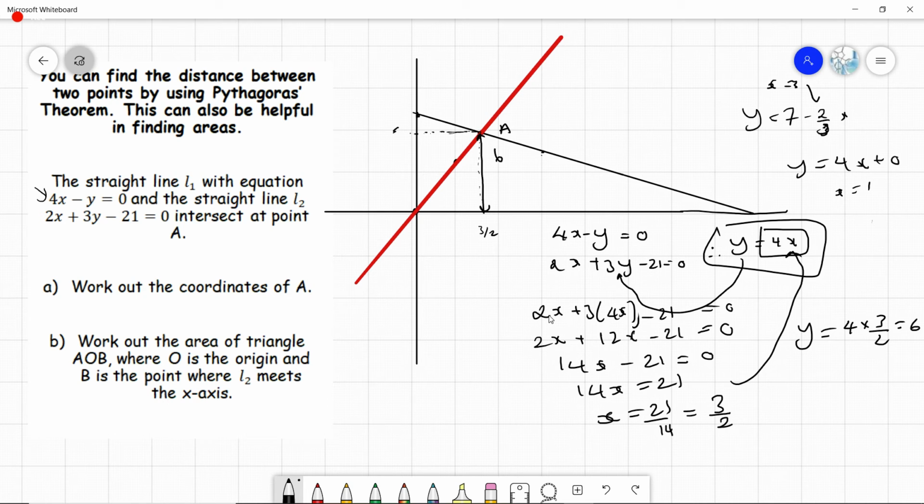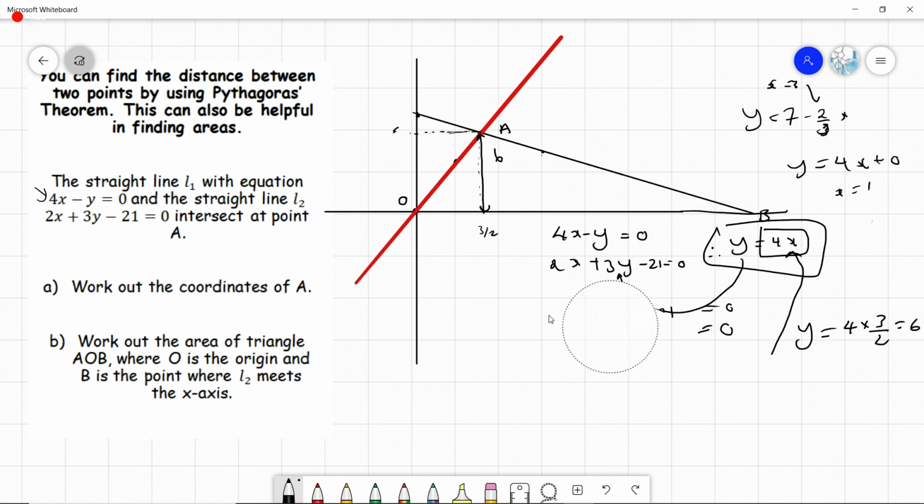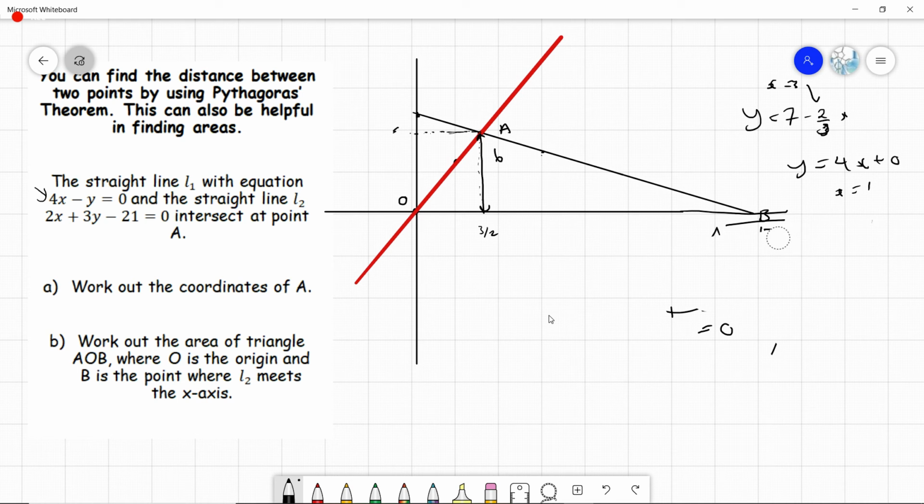Then it says work out the area of the triangle AOB. So that's our origin O, and that is our point B, and that is our A. So we are missing the length of the triangle. The height we found, which was 6, because it's the height of point A. To find the length, we need to know that at point B it meets the x-axis, which means that our value for y would be 0.